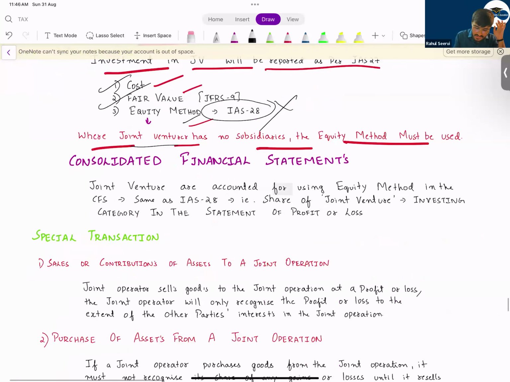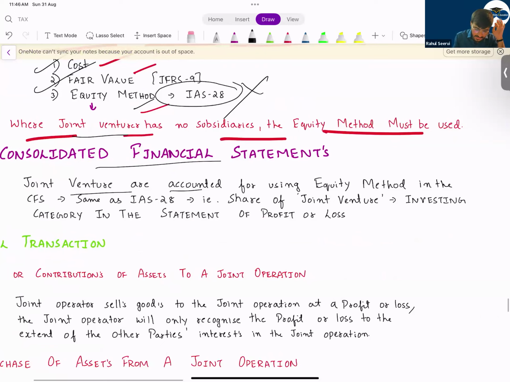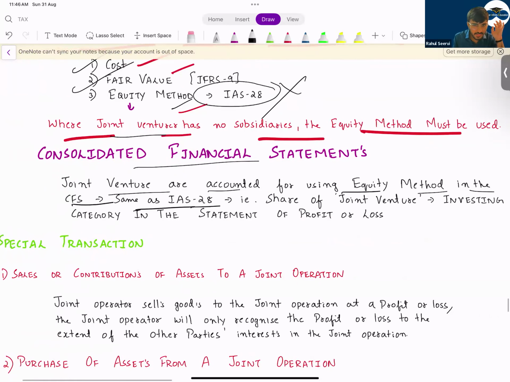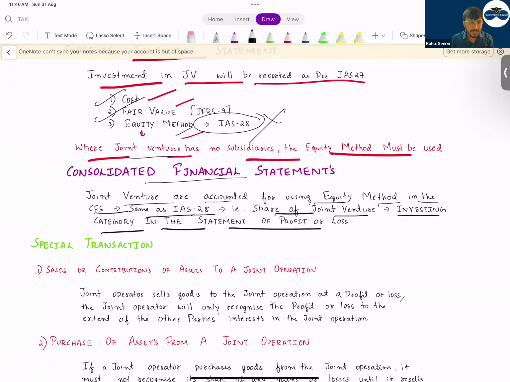In consolidated financial statements, joint ventures are accounted for using the equity method in the CFS, same as IAS 28. Share of joint ventures is shown in the investing category in the statement of profit and loss. I hope everyone has understood this part.